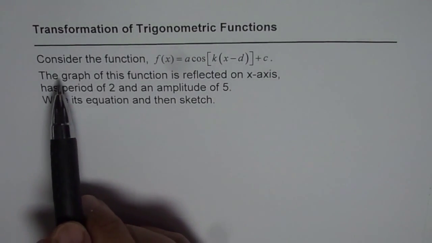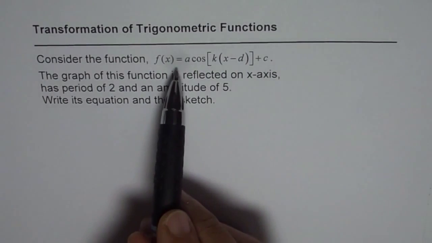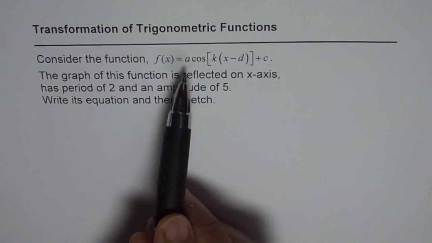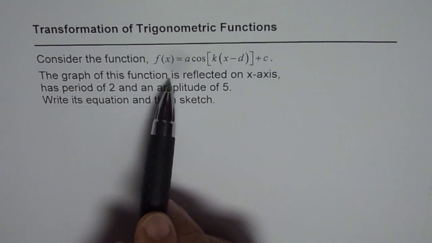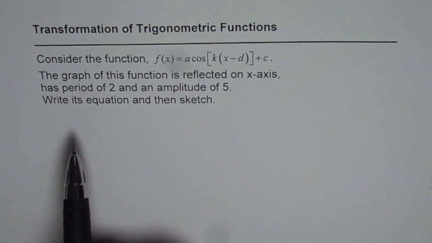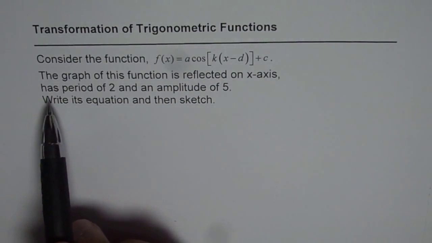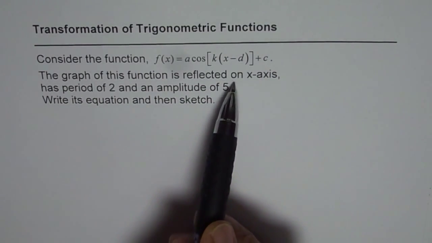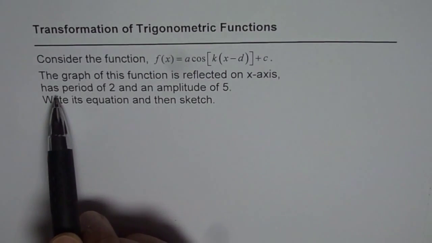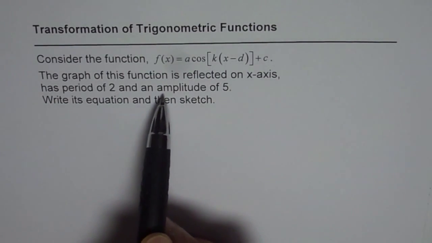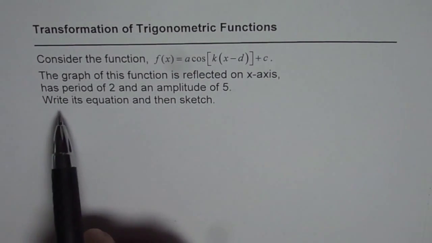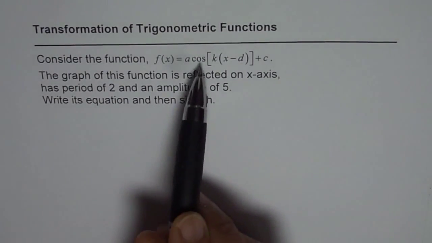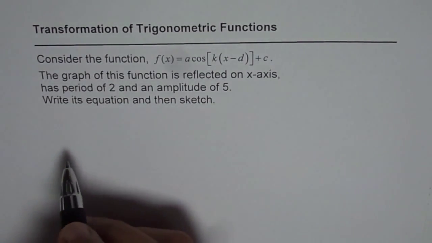The question here is, consider the function f of x equals a cos of k x minus d plus c. So that's the standard transformed trigonometric function equation. Now the condition given to us is the graph of this function is reflected on x-axis, has period of 2 and amplitude of 5. Write its equation, then sketch. Now let's first write down the equation for this function.